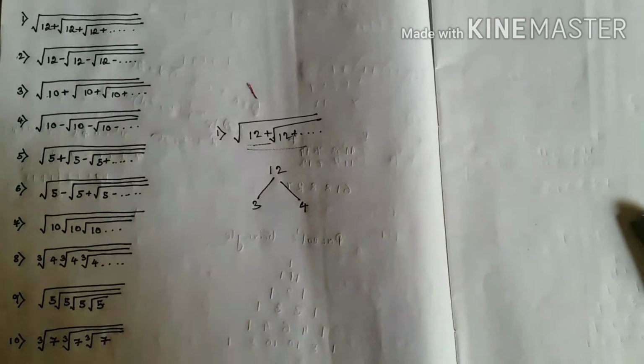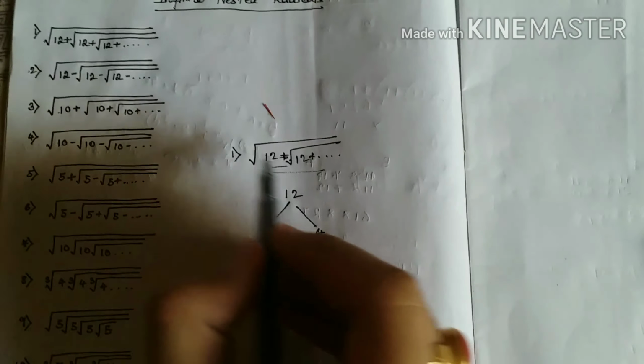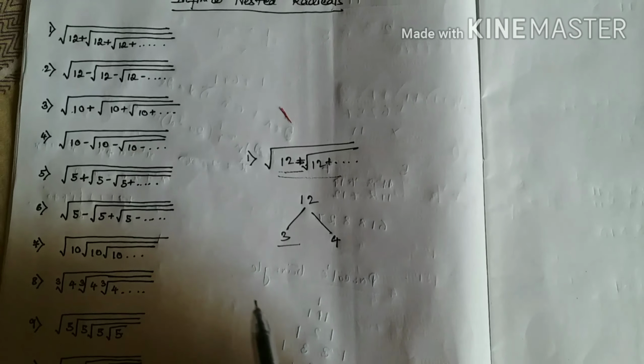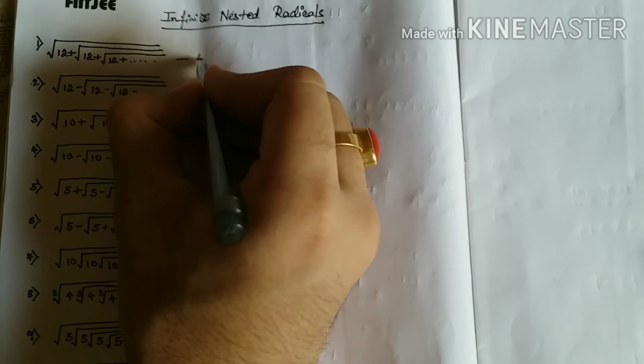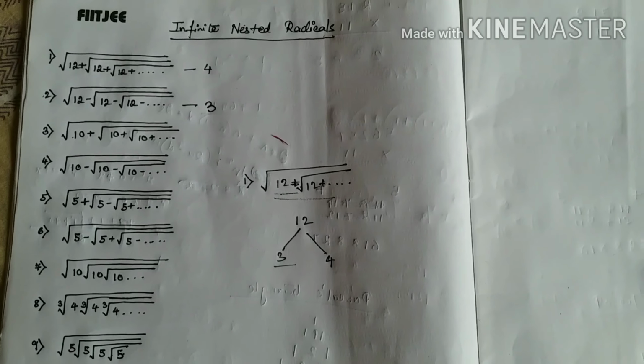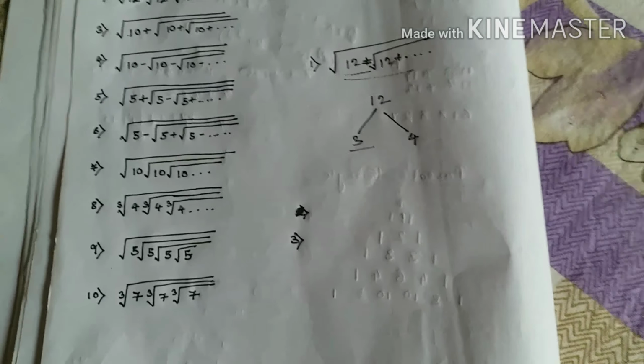So now, if the sign here is plus, you take the bigger factor, and if the sign here is minus, as in the second question, you take the smaller factor. So the answer of the first question should be 4 and of the second question should be 3. Okay. So now the third question.